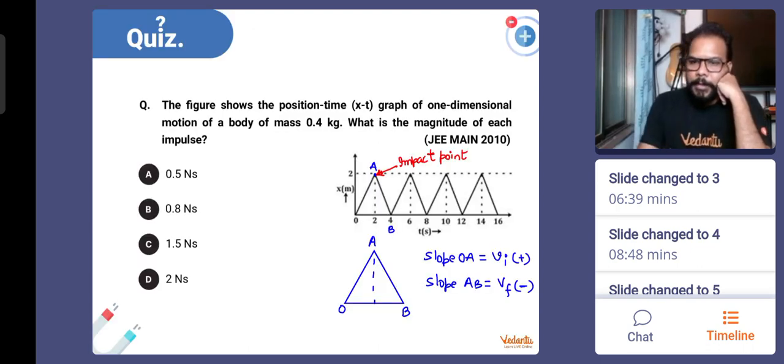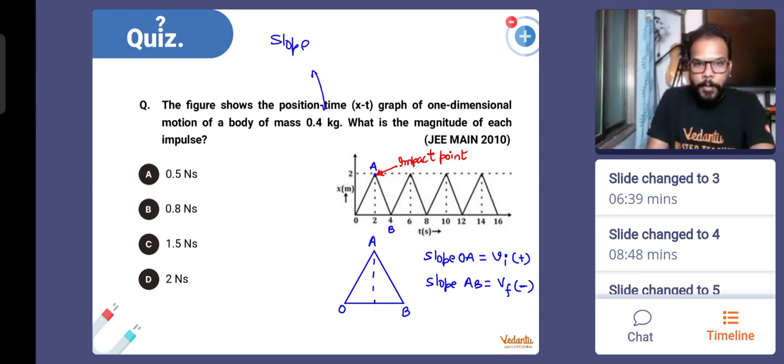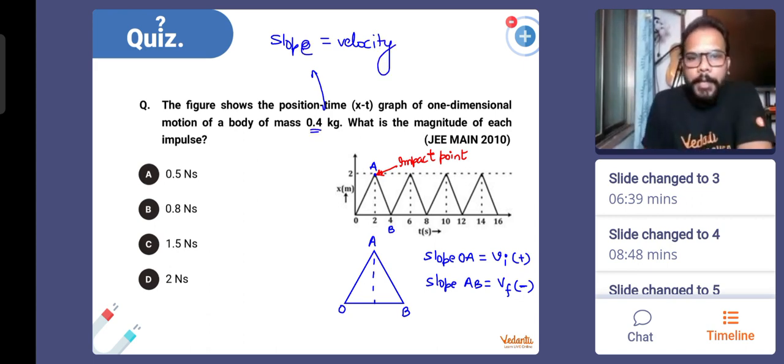We did this. Now, people, let me explain the question to all of you. This is JEE 2010. The figure shows the position time graph. This is position and time graph. The slope of position time graph is velocity. Let me tell you that. Slope of this graph will be giving you the velocity. So the question has given us the position time graph and the mass of the body is 0.4 kgs. Question is asking you what is the magnitude of each impulse.